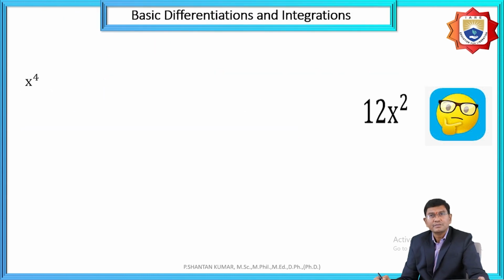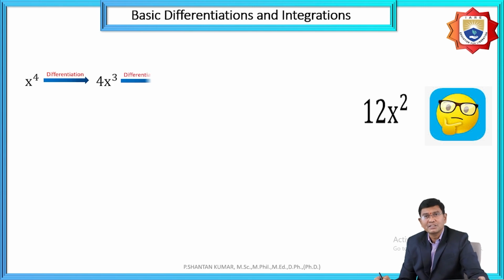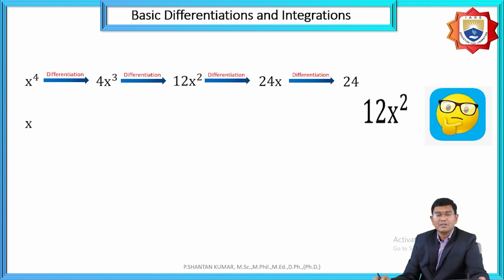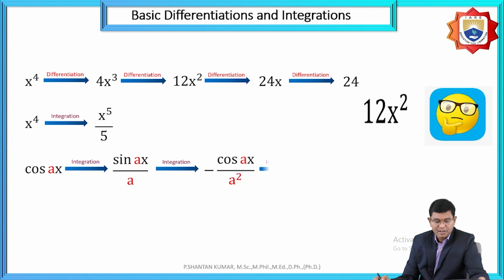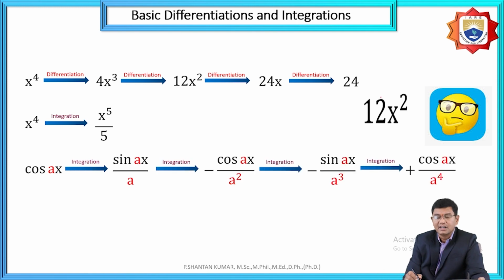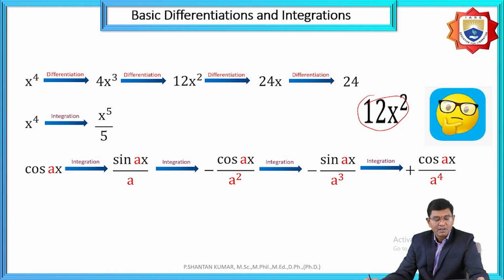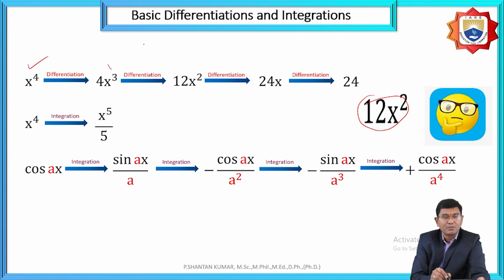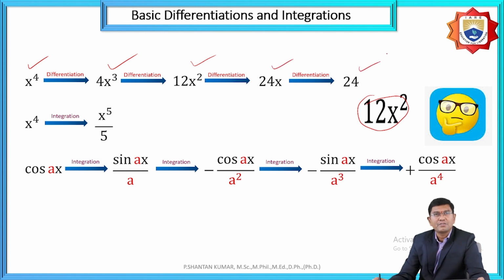For example, based upon integrating by parts, how to do that? Here, x power 4. These are some basic differentiations and integrations. First, the derivative of x power 4 is 4x cube, and again the second derivative is 12x square, and again the next is 24x, and after that 24. And again here, the integration of x power 4 is x power 5 by 5.